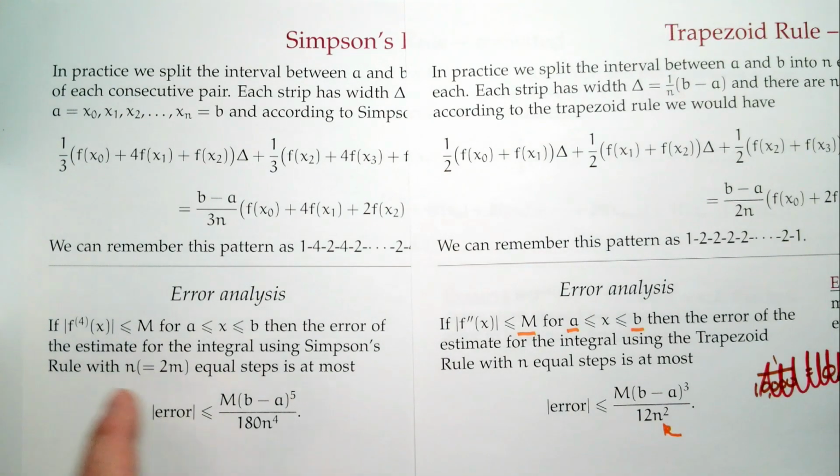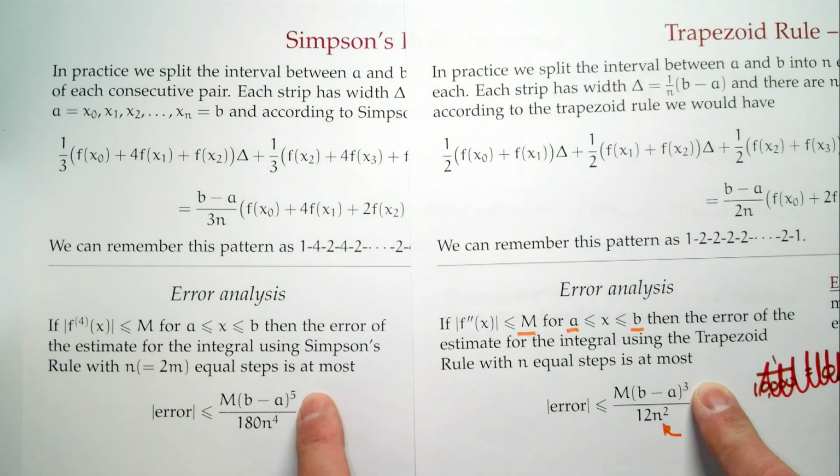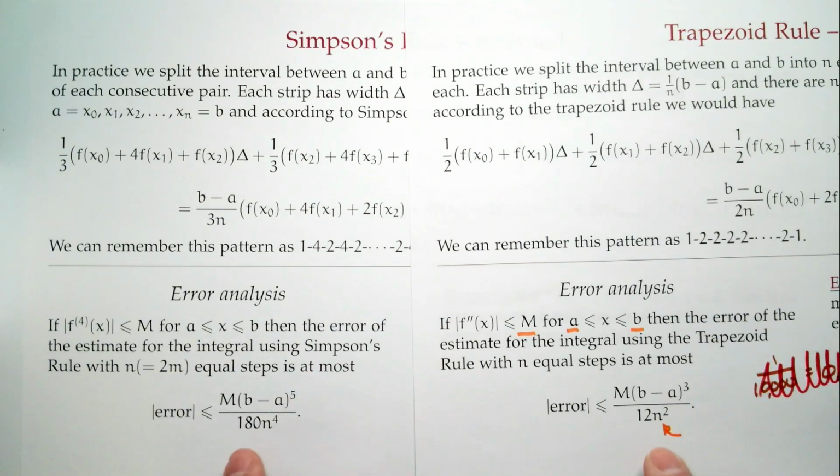The smaller the fourth derivative is, the closer Simpson's rule will be to matching the behavior of the curve. Then the error for the estimate, using Simpson's rule with n, and remember n must be even, equal steps, is at most, the error is M, and now instead of (b minus a) cubed, it's (b minus a) to the fifth, and downstairs it's a different number, but here's the key.